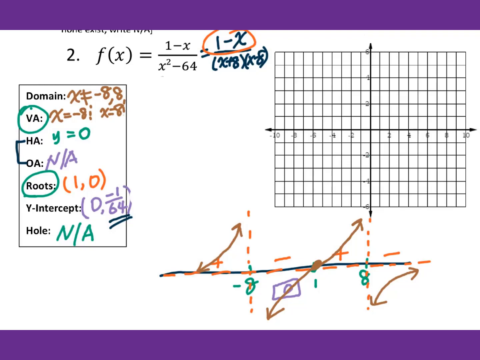Now we sketch on this graph. We have -8 and a +8. You always draw the asymptote line first. Then locate all intercepts. We have 1, 0 here. 0, -1/64. It will be here. Yeah, very close to that 0.